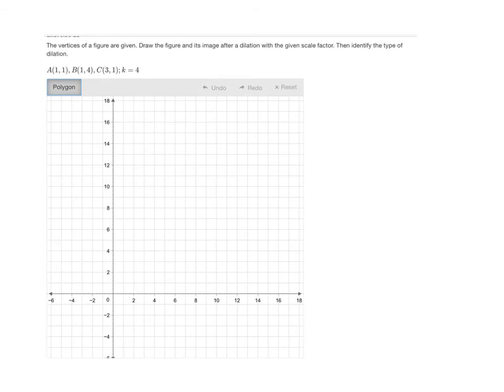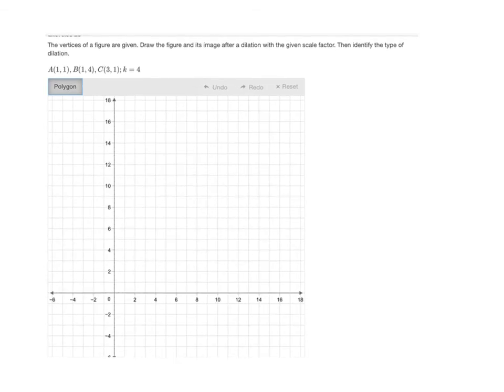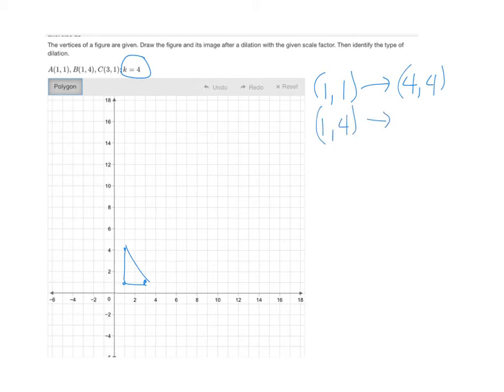Alright, so I'm going to plot these points really quick. I've got 1, 1, I've got 1, 4, and I've got 3, 1. They sure do like these right triangles. Now we're going to put it through the rule. So 1, 1, and this is a scale factor of 4, is going to become 4, 4. And 1, 4 is going to change into 4, 16. And 3, 1 is going to change into 12, 4.